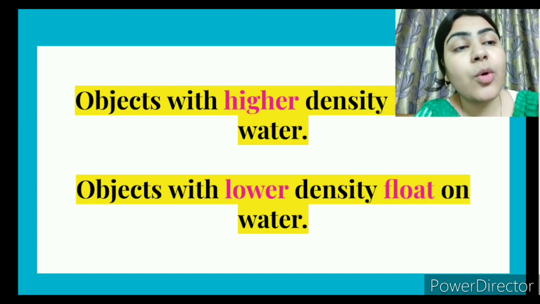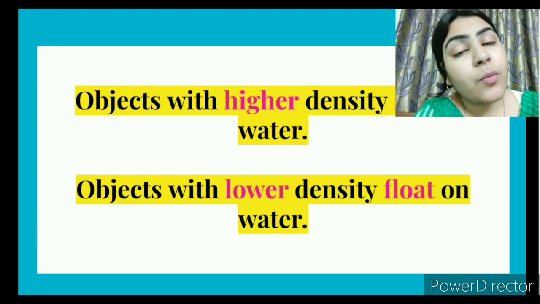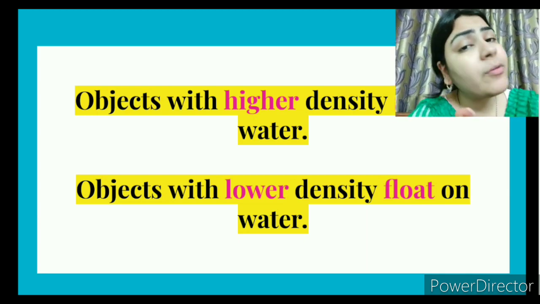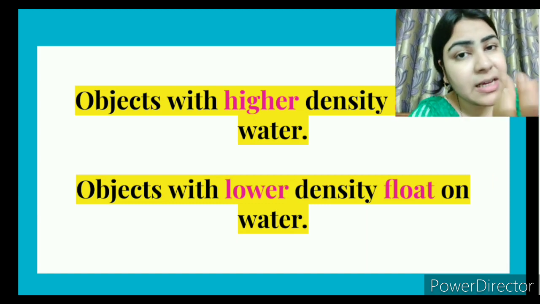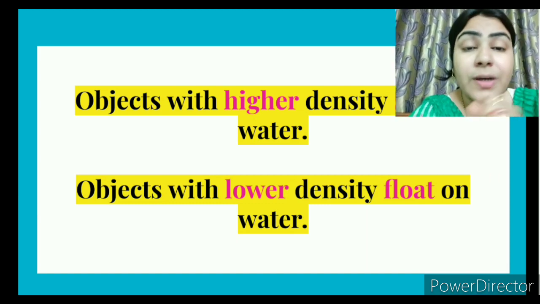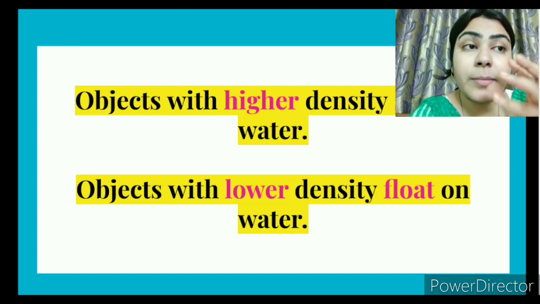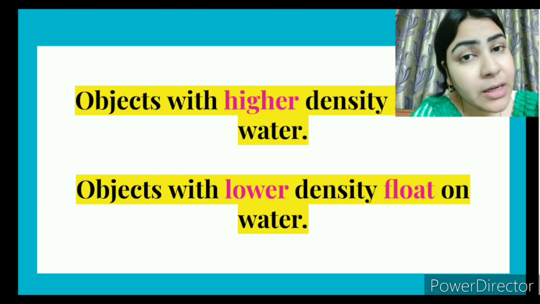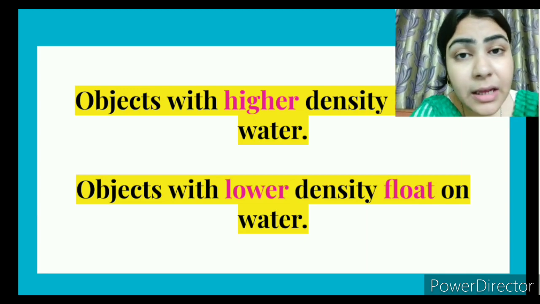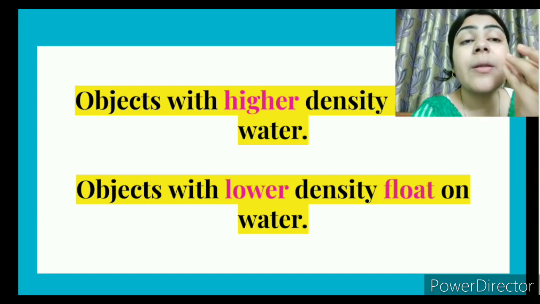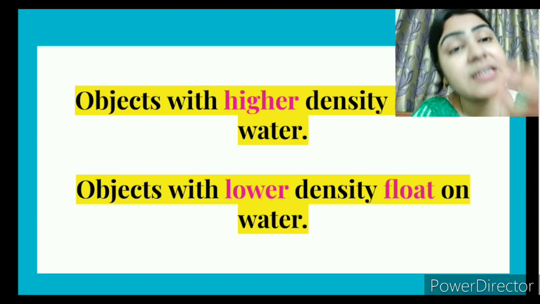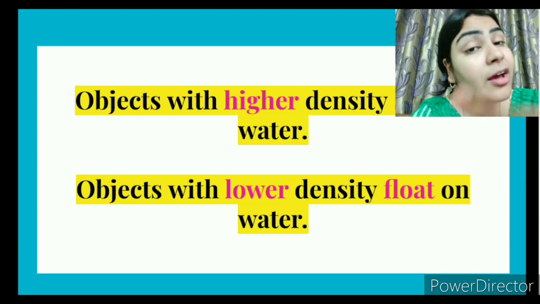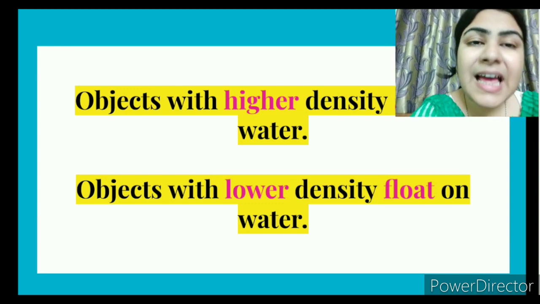And objects with lower density float on water. What happened with the ball? What happened with the plastic cap? Now if you take a plastic cap, it will be very light. But the plastic cap is obviously bigger than the nail. The ball is bigger than the nail. But the amount of substance in the ball or the plastic cap is lesser than that in the nail. So the ball and the plastic cap floated in water and the nail sank in water.